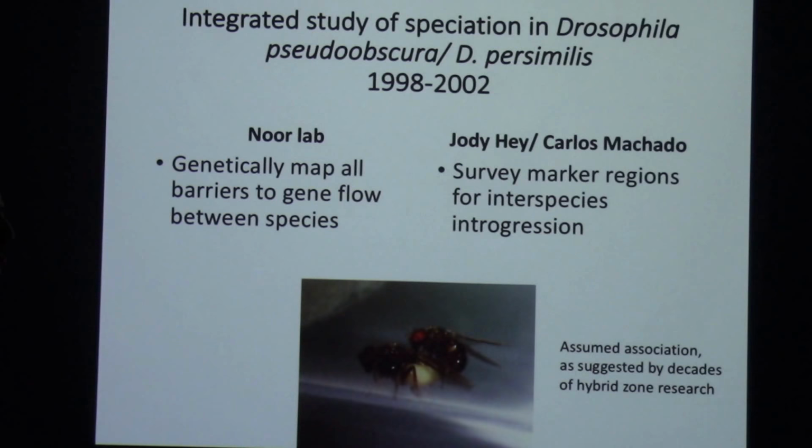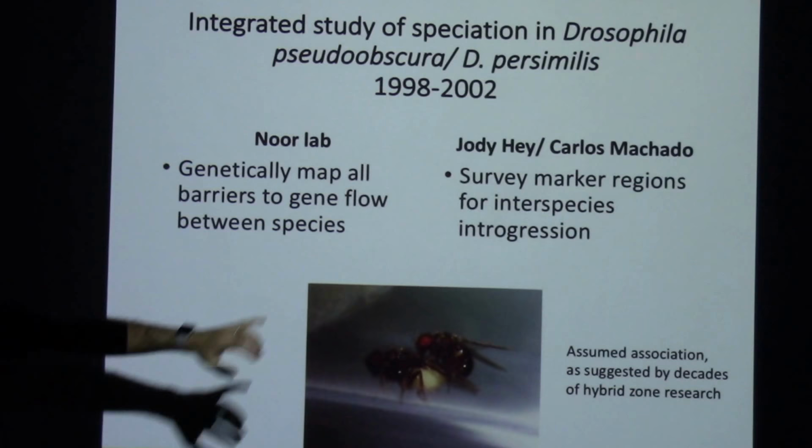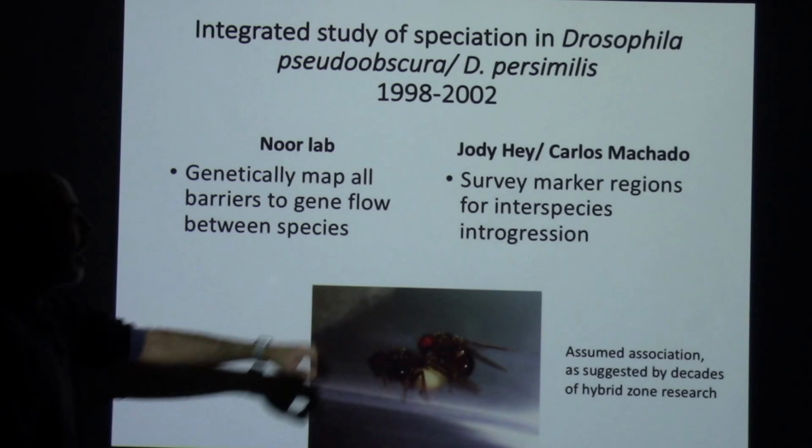So the goal was to have an integrative study of speciation in this group, where my role was to genetically map all the barriers to gene flow, all the reproductive isolating mechanisms between these two species. Whereas Jody Hey, and he had an excellent postdoc at the time named Carlos Machado, who I've continued to collaborate with for many, many years, his role was to survey marker regions for evidence for interspecies introgression.